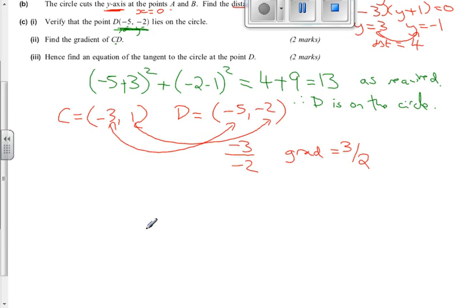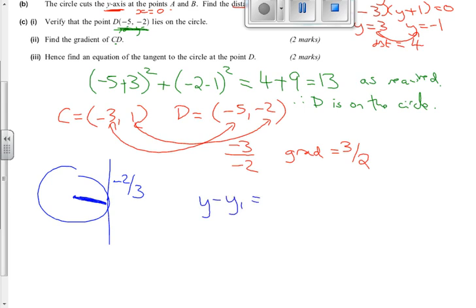For the last bit, I think it's probably helpful to draw a circle just to get your head around the idea. There's point C, there's point D, and we want the equation of this tangent here. We've just worked out the gradient of that line there was 3 over 2. So the gradient of this one here is the negative reciprocal, minus 2 over 3. Tangent is just a straight line. y minus the y number equals gradient times x minus the x number.